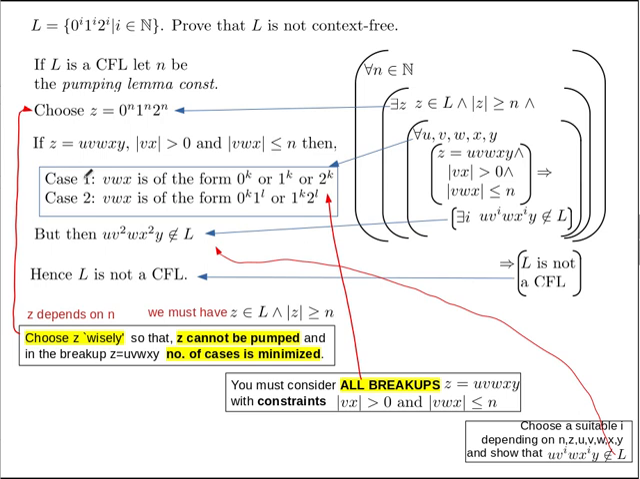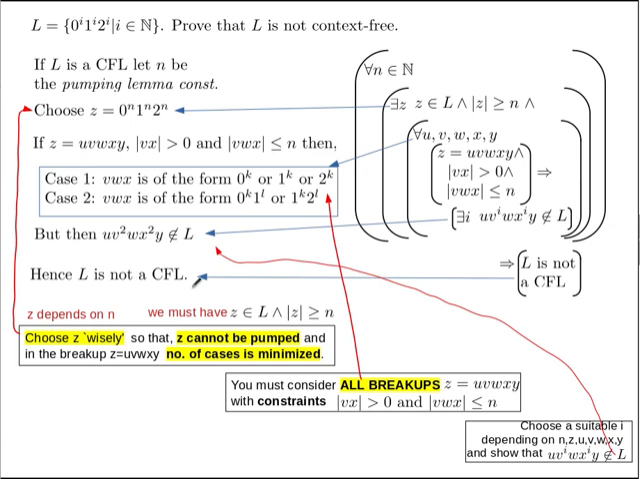Now, as I argued before, you just consider the 2 cases where v and x consist of just one type of symbol, or they consist of 2 different types of symbols, which can be either 0, 1 or 1, 2. And in both cases, just for i equal to 2, you can see that the string cannot be pumped. So this is satisfied. And then you argue that this is not a CFL.